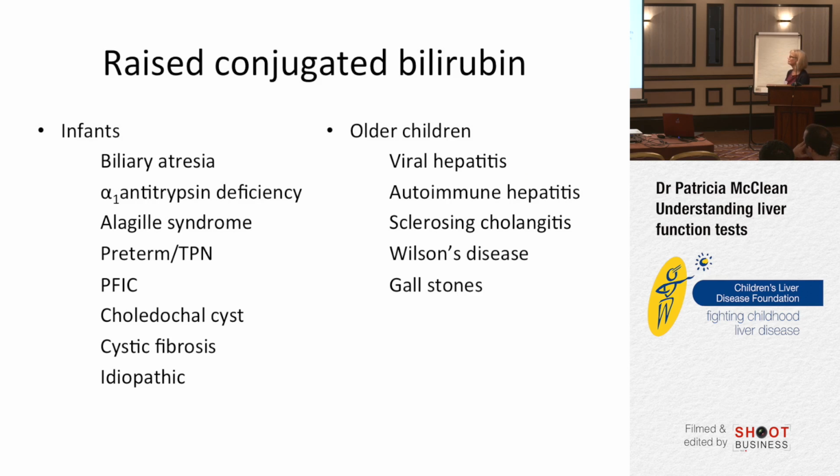Get rid of that. And in babies, finding a raised conjugated bilirubin would make us think of any of these diagnoses. And obviously the one that we need to get out of the equation as quickly as possible is biliary atresia, because if we operate on those babies early enough, we may prevent them needing a transplant, particularly in infancy. In older children, you can still get raised conjugated jaundice with any of these conditions as well.